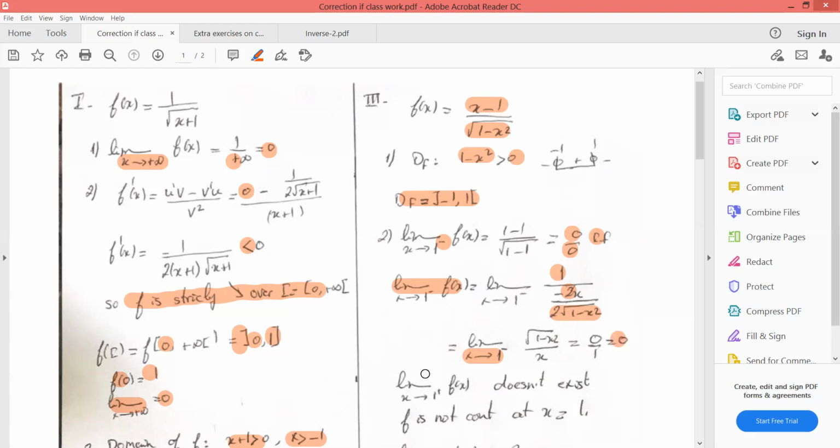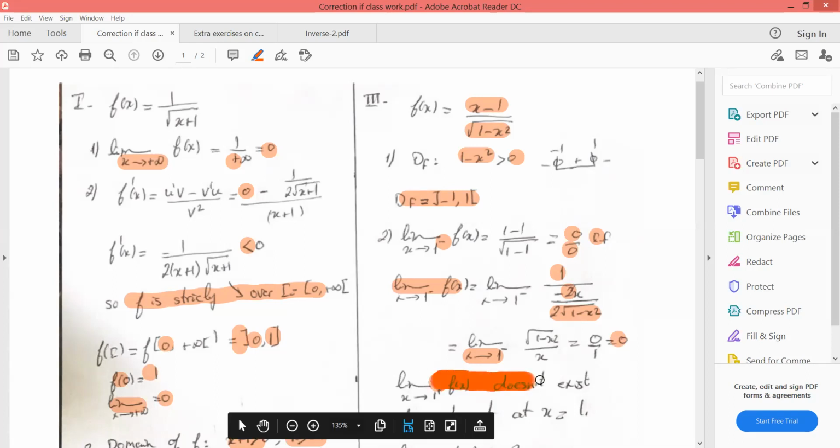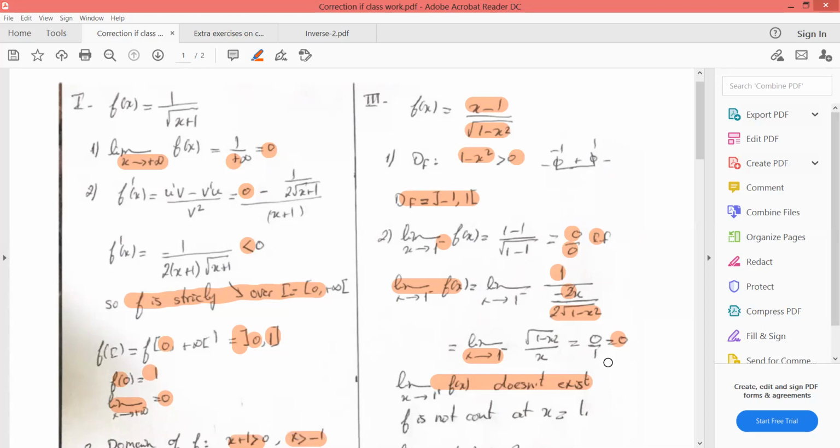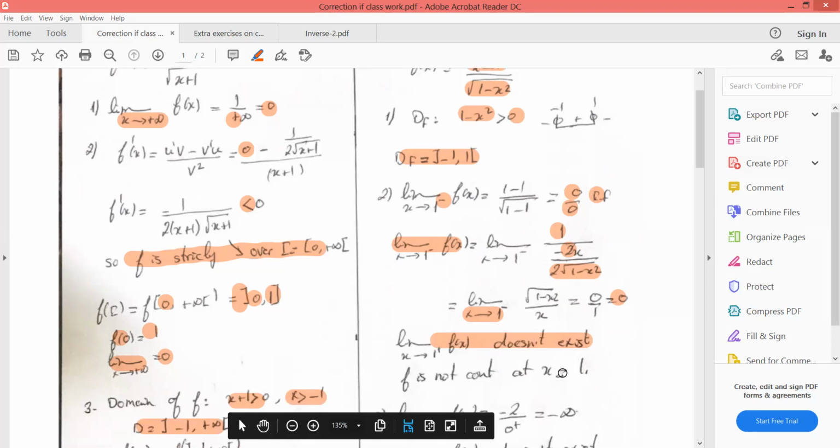Now the limit of f of x as x tends to 1 plus doesn't exist. Why doesn't it exist? Who can tell why? Because in the domain of definition, the domain is minus 1 to 1. 1 plus is not included in this domain. So the limit of f of x as x tends to 1 plus doesn't exist. So f is not continuous at x equals 1. Okay?